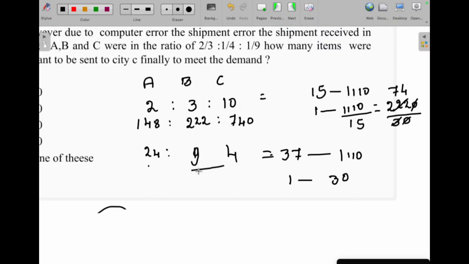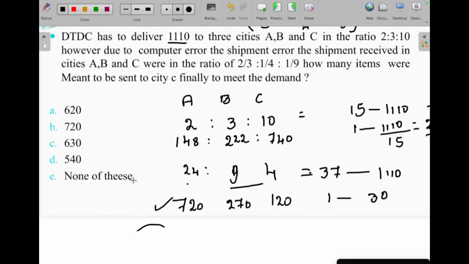Then 24 means 24 into 30. 24 3s is 72, so 720. Then 9 into 30, 9 3s is 27, so 270. 4 into 30 is 120. Now by mistake I am sending like this.